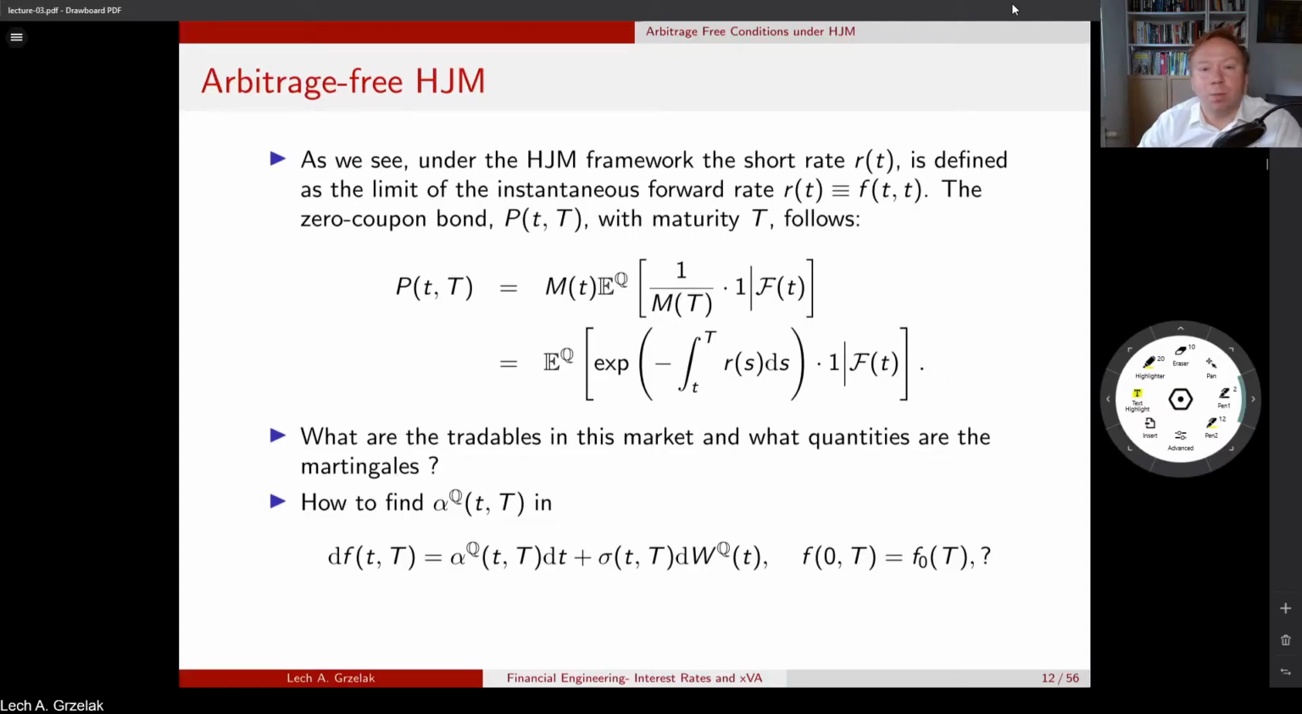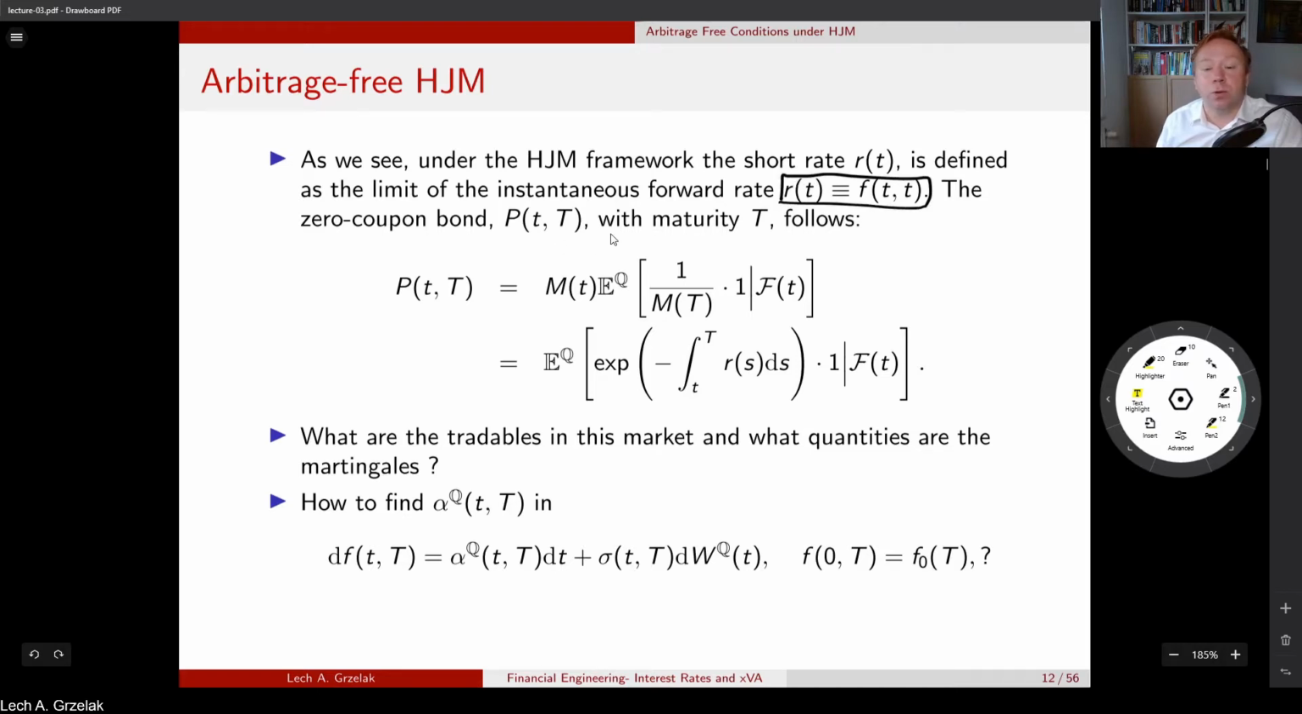Now let us wrap up what we have seen so far about the HJM framework. First, a very important element was that the short rate is related to the instantaneous forward rate, and the relation is as follows. The short rate is defined as the limit of the instantaneous forward rate. This is a very important takeaway.